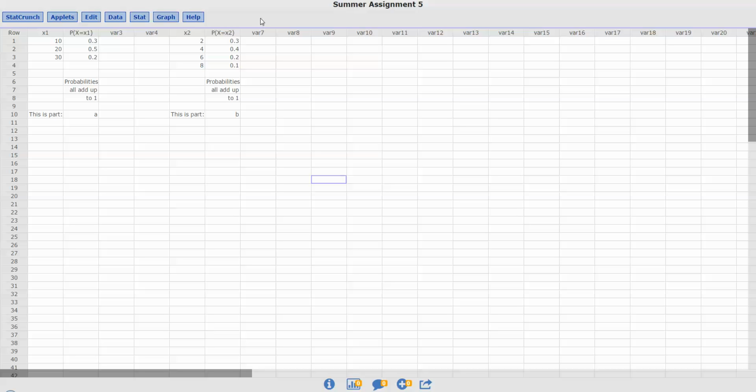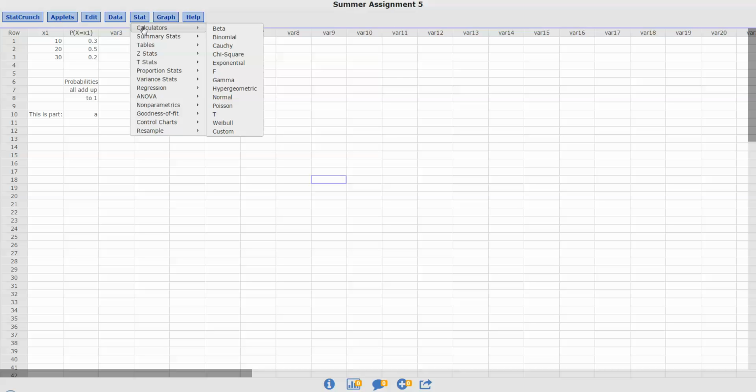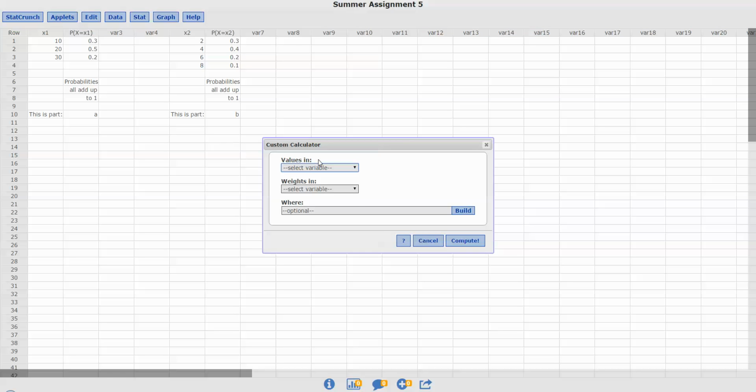Okay, so we're going to go on stat. We're going to go calculators, and it's a custom calculation we need to do. So we'll go all the way down here. Okay, our values are the different values we could get. We could either get a 10 or a 20 or a 30, and that's it. Those are the only 3 values we could get.